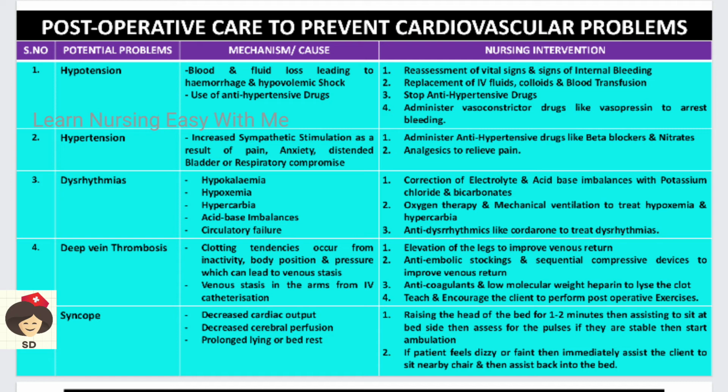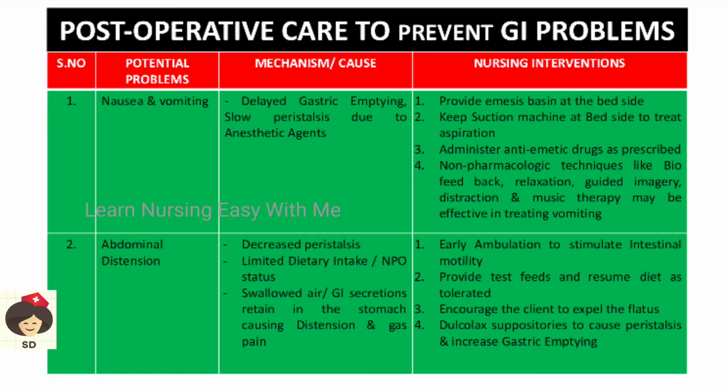So before the patient wants to get up, we have to raise the head end of the bed and slowly assist the patient to sit at bedside for some time. Then slowly, when the person's BP and everything is normal, then you have to start with the ambulation. And when you are ambulating, if the patient says that he feels like fainting, then immediately make the patient sit in a nearby chair or put the patient back in the bed.